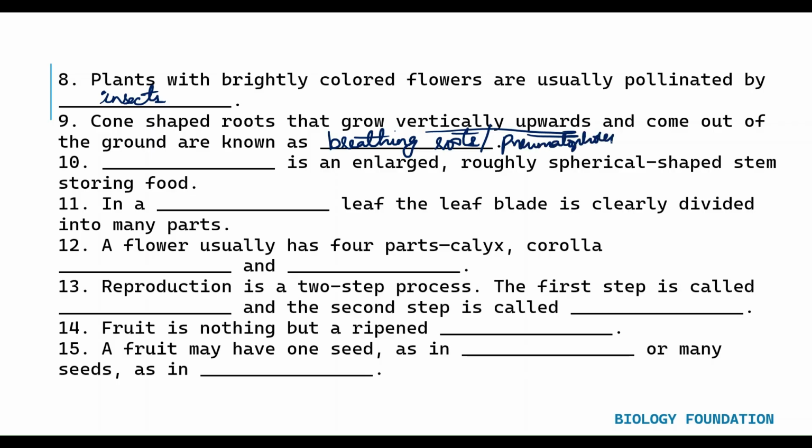where these roots grow vertically upwards. Okay, usually we know roots, they are positively gravitropic. That means they grow down into the soil, deep down into the soil. But in some plants, the roots grow vertically upwards. That is seen in mangroves. They are called pneumatophores or breathing roots.